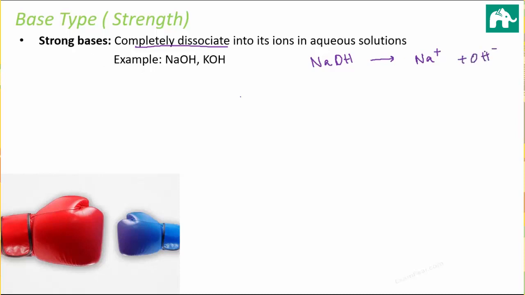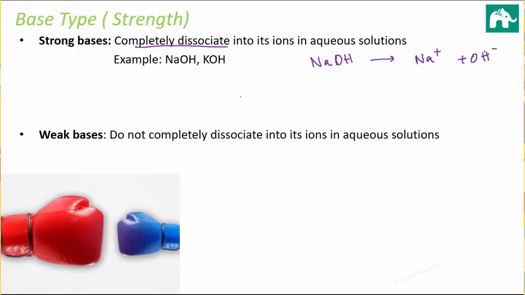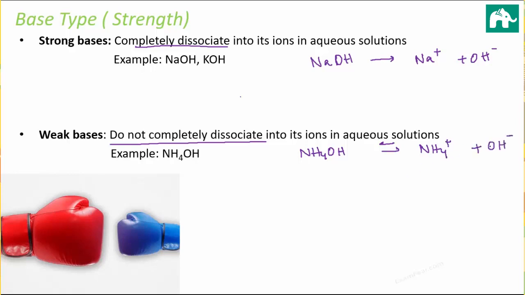On the other hand, if you talk about weak bases, they do not completely dissociate into their ions. Let's look at examples like NH4OH, ammonium hydroxide. So NH4OH dissociates but only partly, to form NH4 plus and OH minus ions. This means that these ions formed tend to recombine to form NH4OH. So overall, only a small fraction of NH4OH dissociates into NH4 plus and OH minus. Most of it remains as NH4OH. Right? So that's about strong and weak bases.